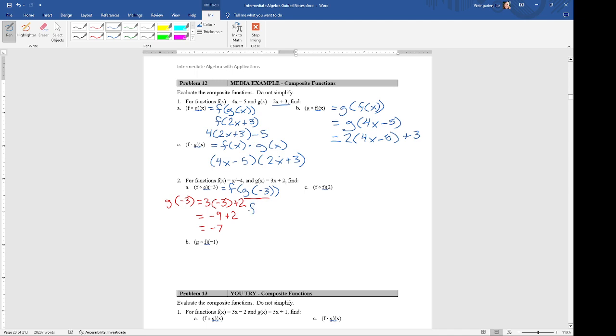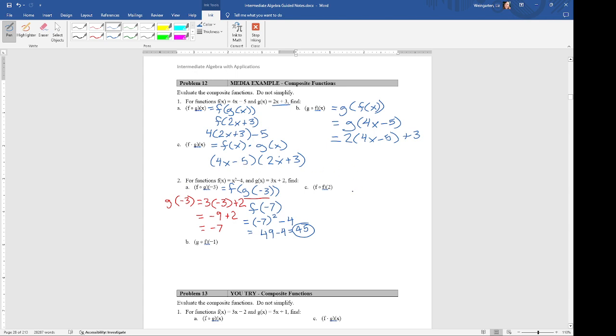So now we have f of negative 7. So we'll plug negative 7 into our function. Make sure it's in parentheses when you square it. Negative 7 squared is 49. Minus 4 gives us 45 as our answer.